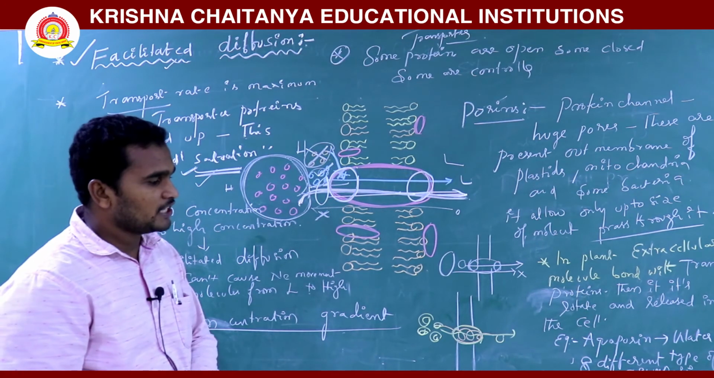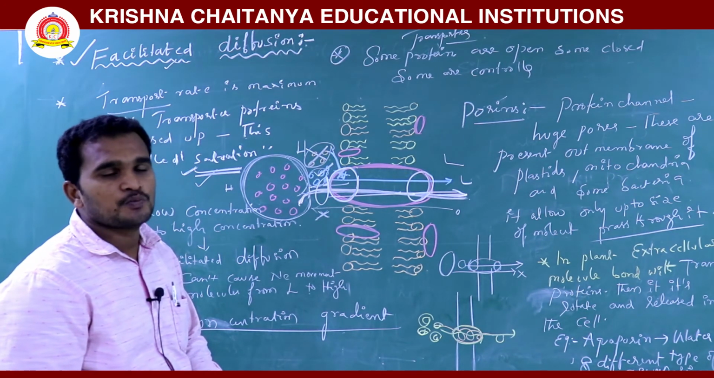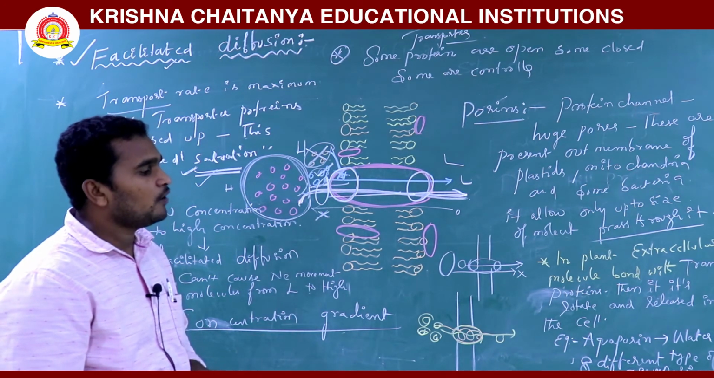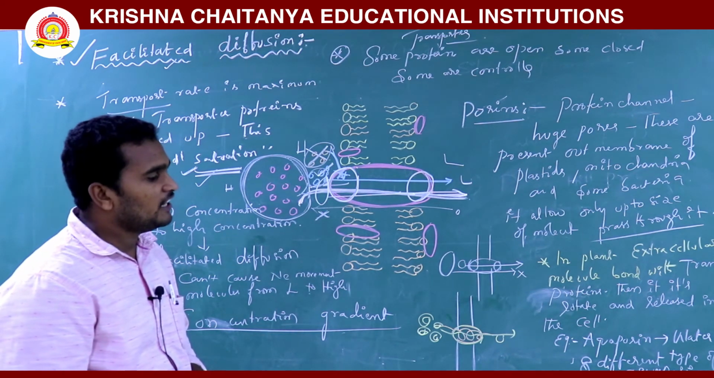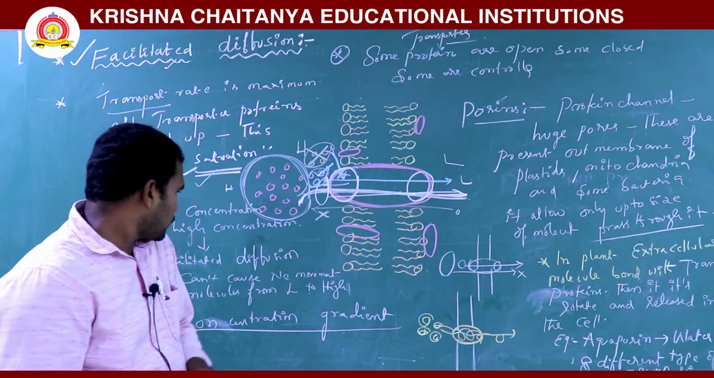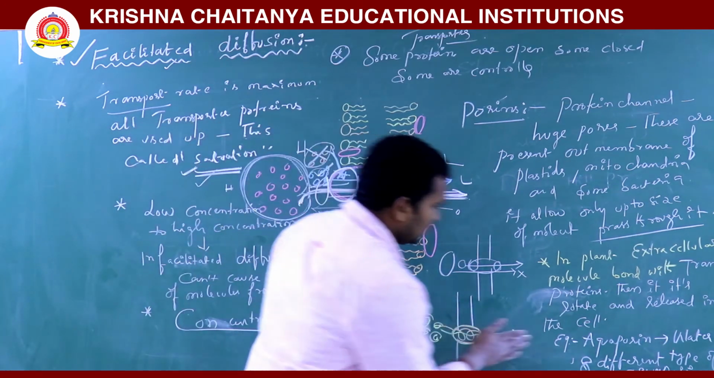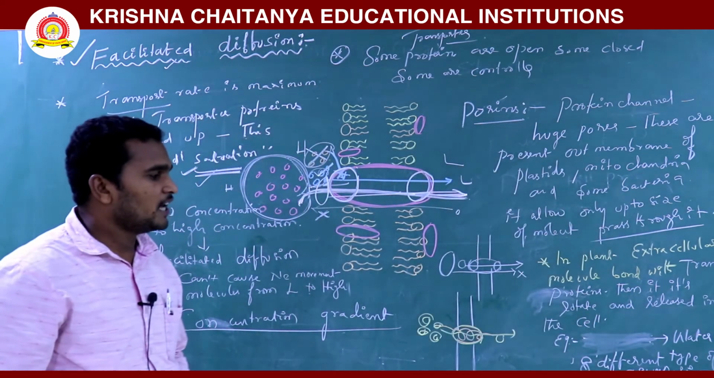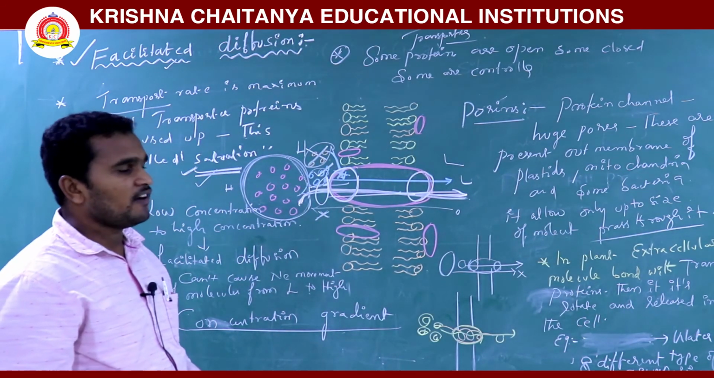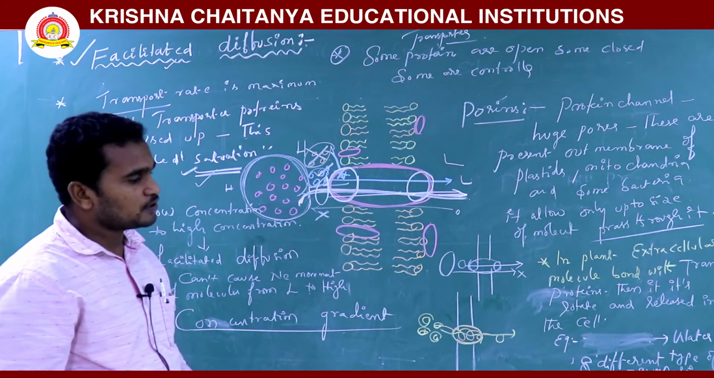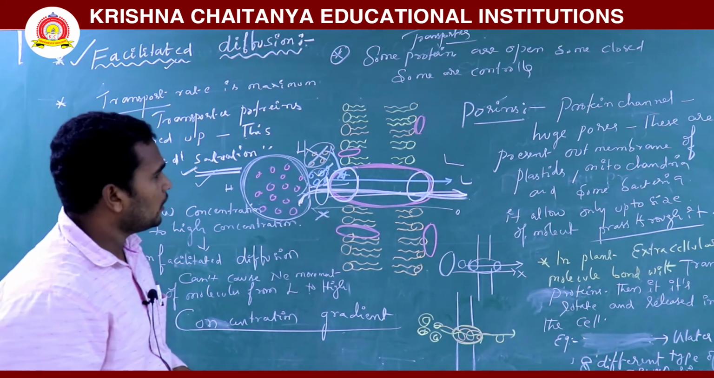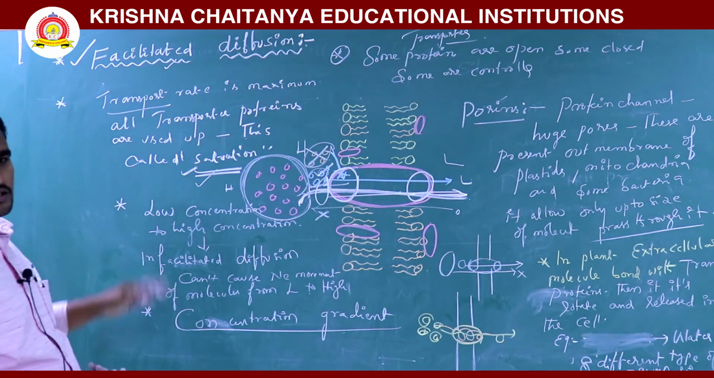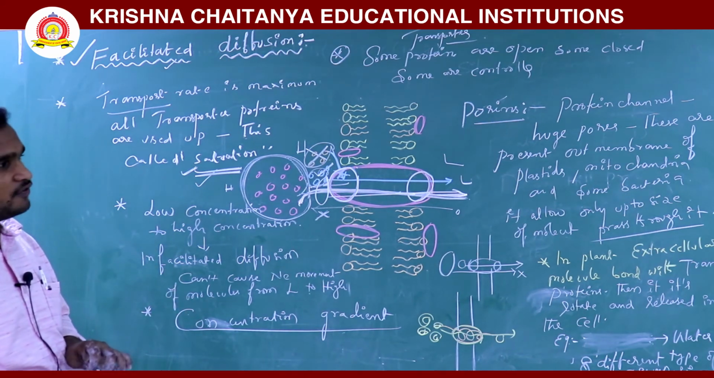They are nothing but water channels, which also help in transporting water. So aquaporins, how many are there? Water channels, eight different types of aquaporins. Example, water channel. Water channels are eight different types of aquaporin. They also help in the transportation of water. So this is called facilitated diffusion.